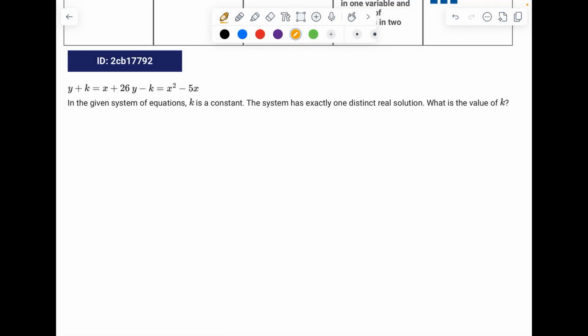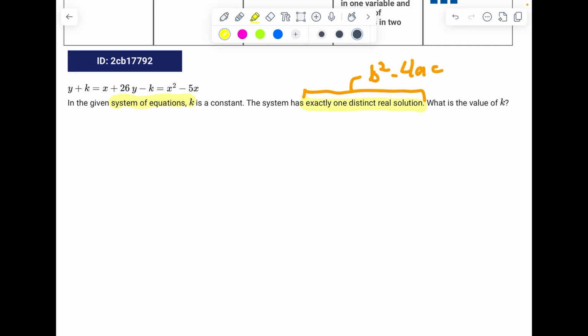The problem states that in the given system of equations, the system has exactly one distinct real solution. What is the value of k? Keywords that I'm picking up on are systems of equations and that the system has exactly one distinct real solution. And that one distinct real solution has to do with my discriminant. So that's going to be b squared minus 4ac.